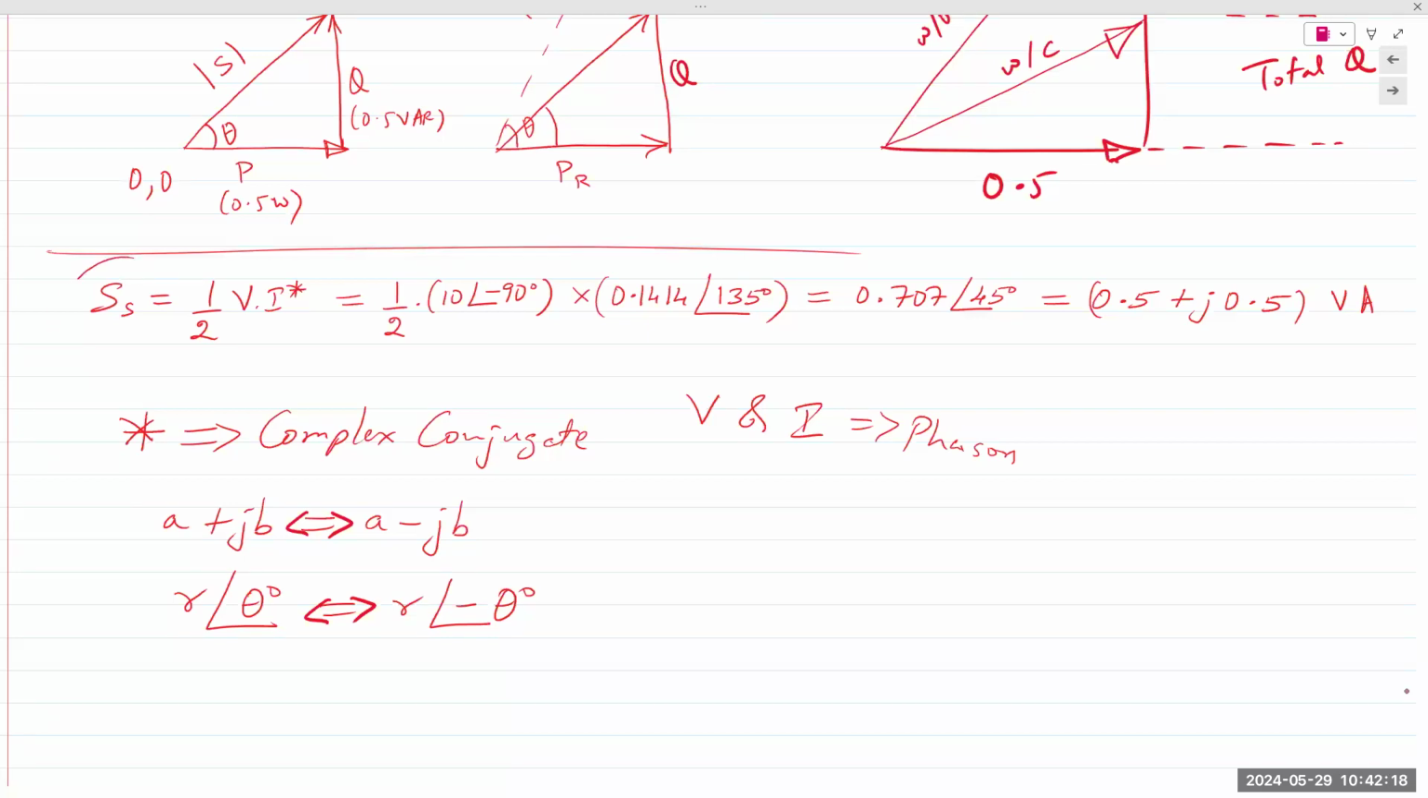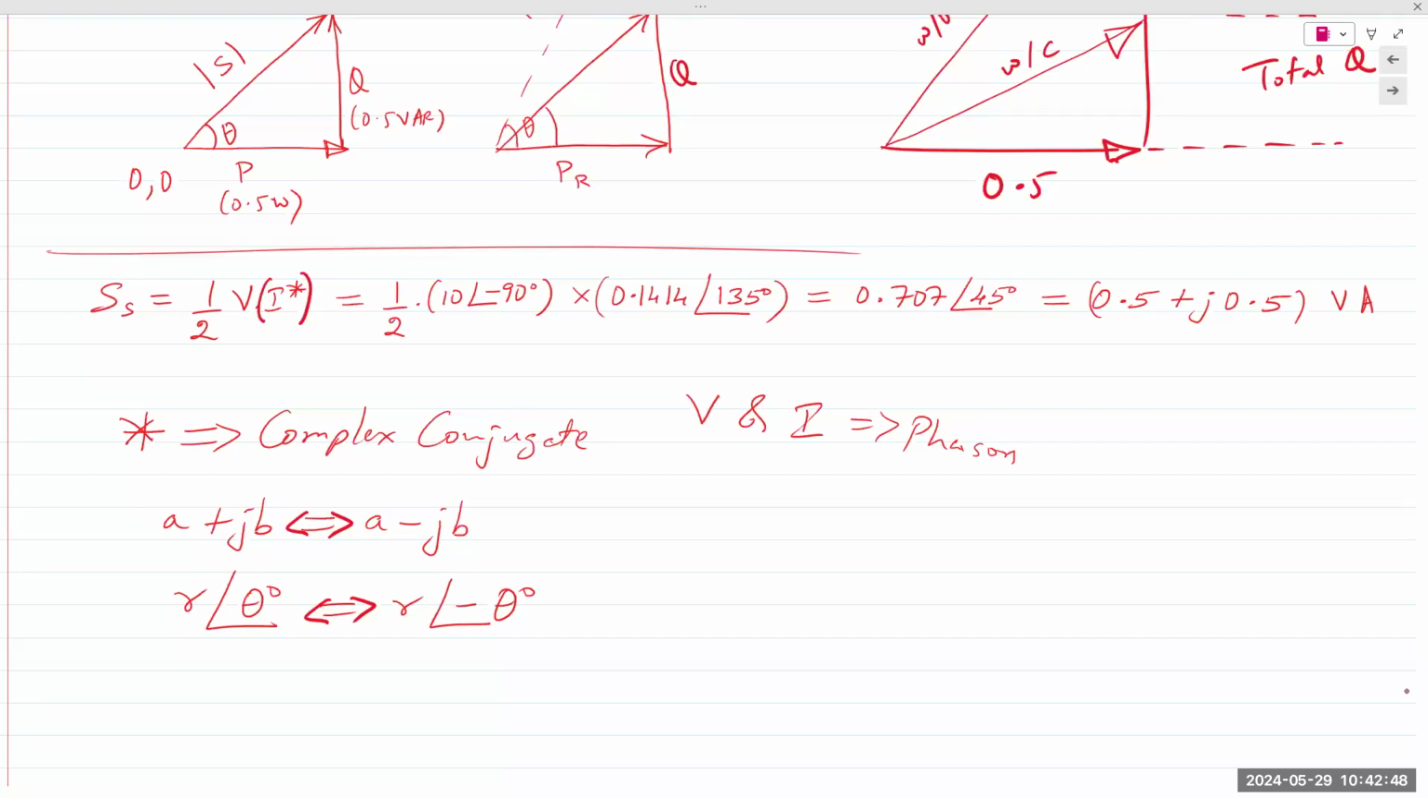One last approach is to use the equation half VI asterisk. That's the total power for the source. If you have the voltage and the current, you can apply this equation, half VI asterisk. The asterisk denotes the complex conjugate of that quantity, only of the current, not of the voltage. So the asterisk, or star, if you want to call it that, is the complex conjugate.